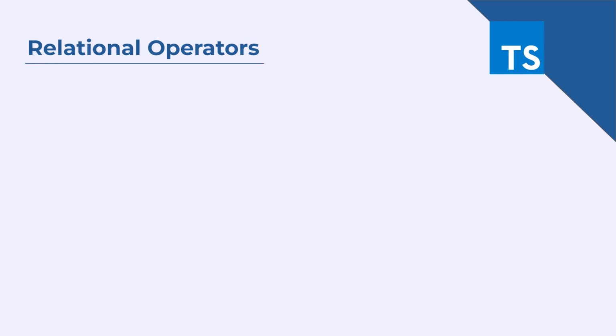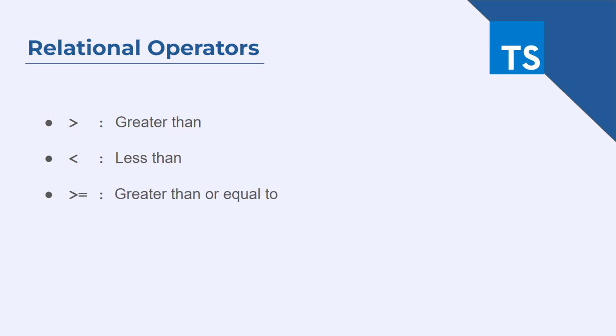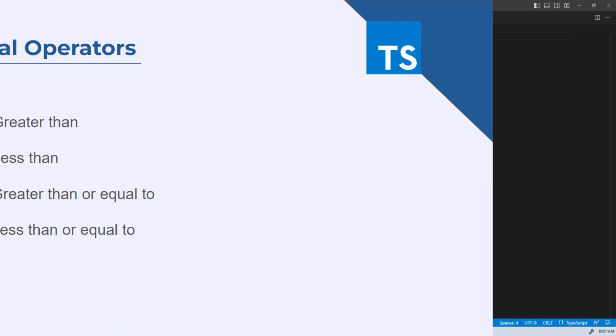Those are done with the help of relational operators. In TypeScript, relational operators are used to compare two values and determine their relationship. Now what are the relational operators in TypeScript? We can have a greater than comparison where we can compare if one value is greater than the other or not. We can have a less than comparison where we can say that one value is less than the other value. We can have a greater than or equal to comparison where we can say that a certain value x is greater than or equal to a certain value y. Or we can also have a less than or equal to comparison as well. So let's look at all of these examples practically.